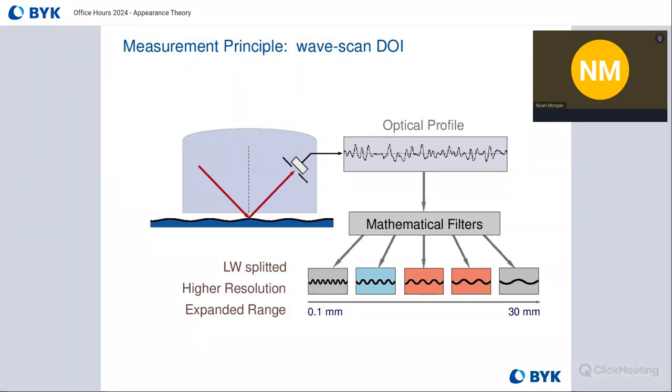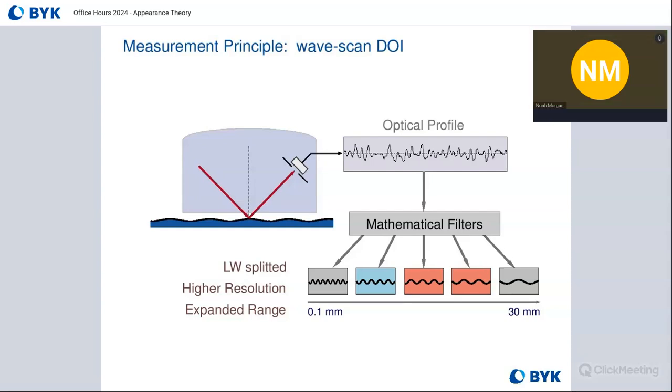So this is where new scales came into play. We can see those mathematical filters used on the optical profile once again, but instead of just breaking into the shortwave and longwave, it's broken into different structures, specifically different structure sizes and scales. So we have an increased measurement range of 0.1 to 30 millimeters, and higher resolution from 0.1 to 0.3 millimeters.